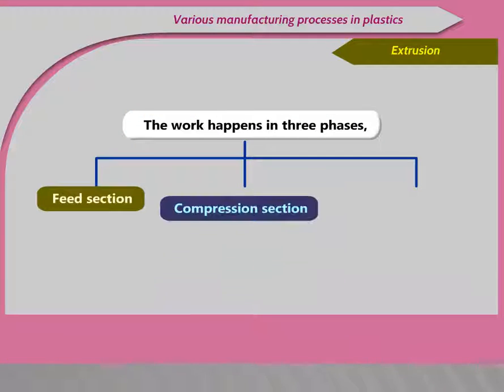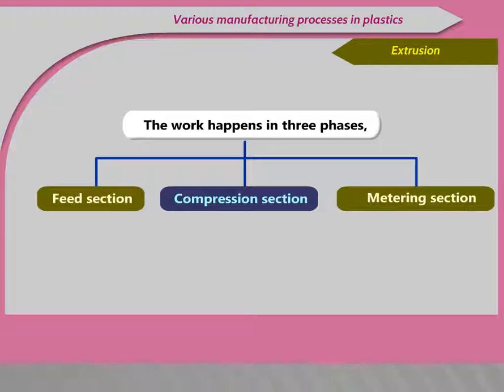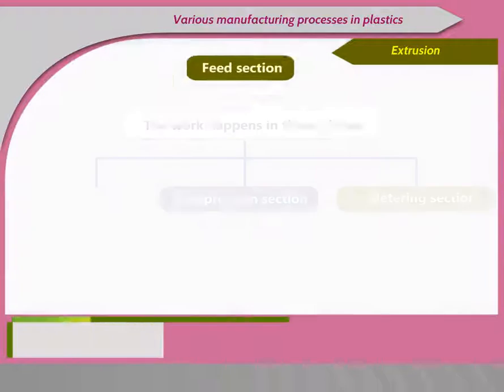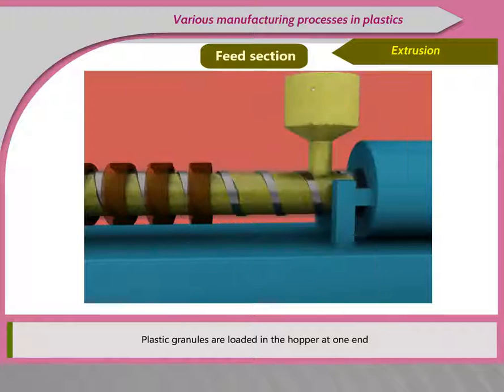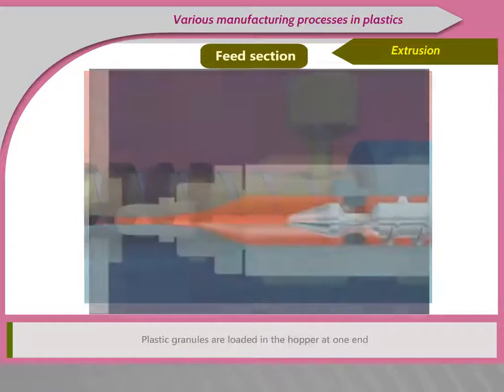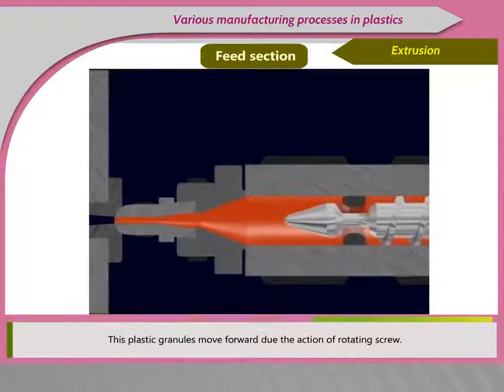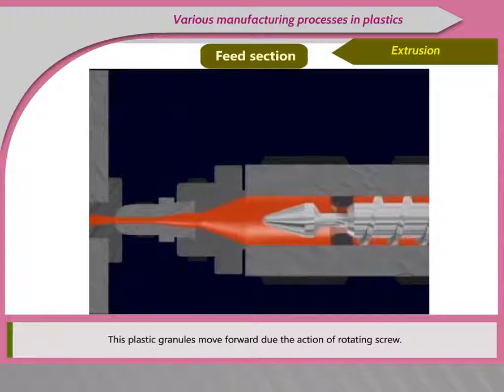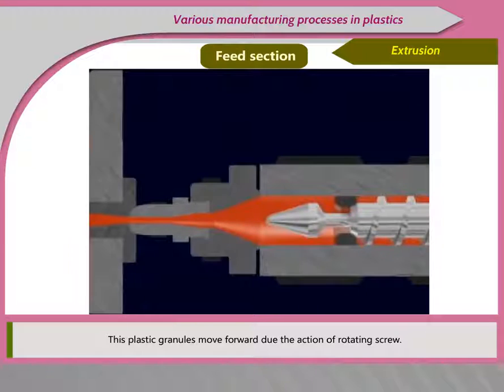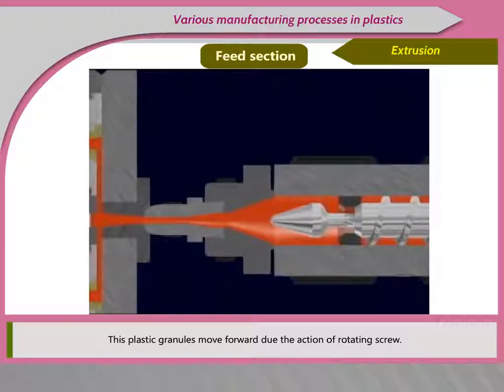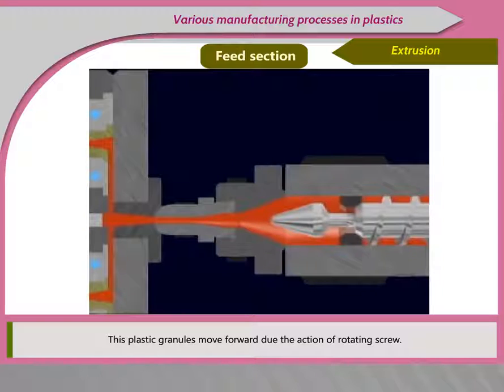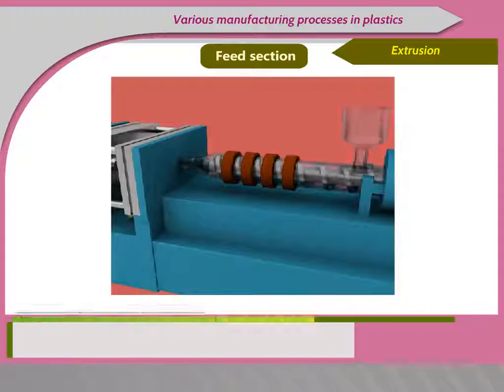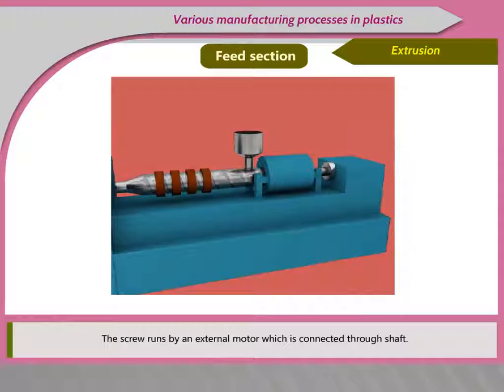The work happens in 3 phases: feed section, compression section, metering section. Feed section. Plastic granules are loaded in the hopper at one end. These plastic granules move forward due to the action of the rotating screw. The screw runs by an external motor which is connected through a shaft.